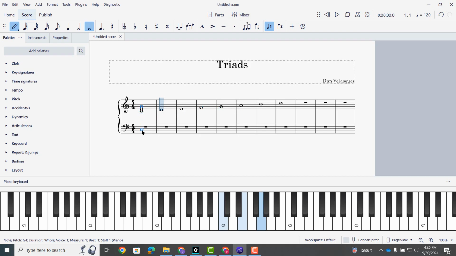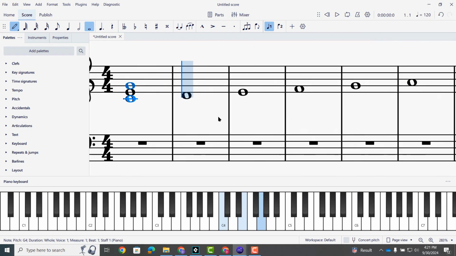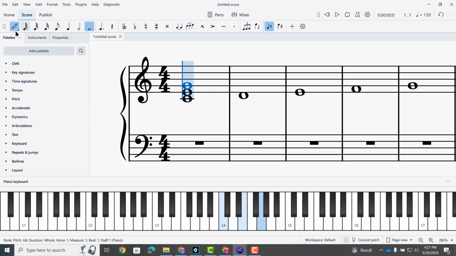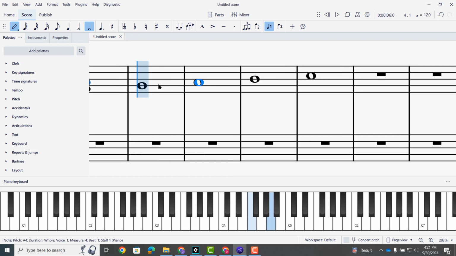Notice how, if we zoom in a bit, you can see that every note is just stacked on top of each other. If it starts on a line, then the next 2 are lines. If it starts on a space, then the next 2 are spaces. So again, I'm just grabbing whole notes, making sure the pencil's on, and adding those notes to the top.